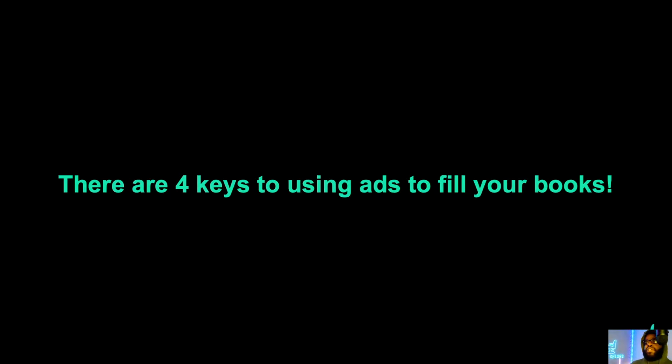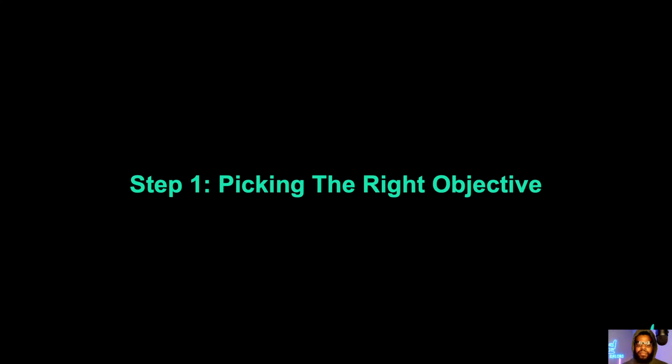So now we're going to get into the actual training. There are 4 keys to actually filling your books using ads. So step 1 is picking the right objective. Press 0 in the chat if you've run ads before. I want to see what objectives y'all are using when y'all running ads.